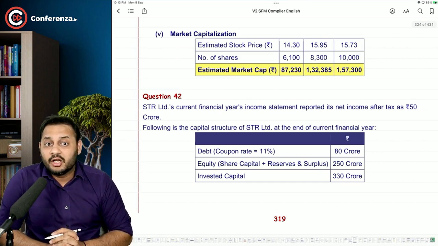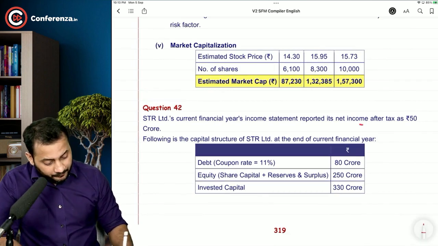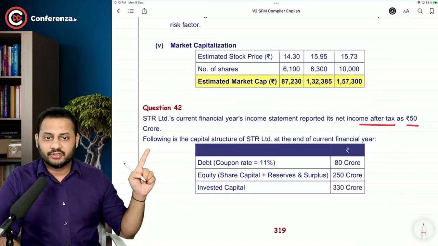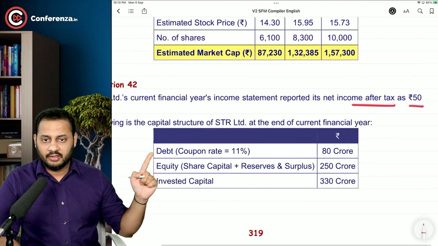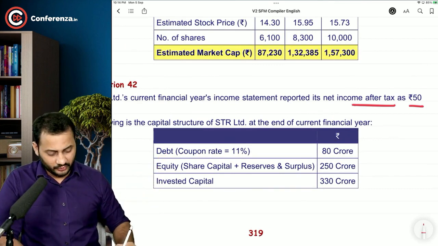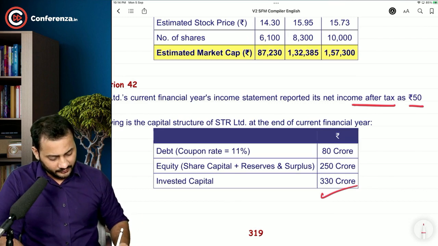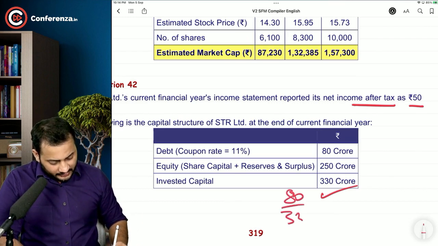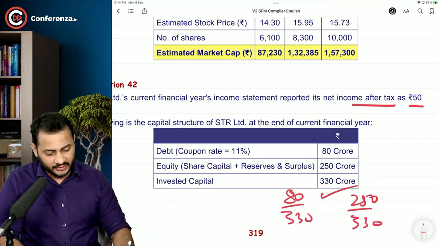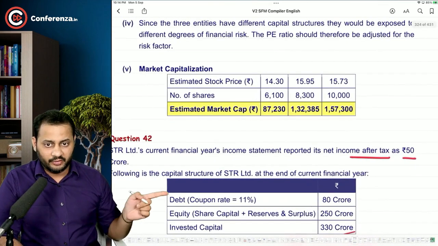reported its net income after tax of 50 crore. Following is the capital structure of STR. Debt at 11%, 80 crore. Equity share capital, reserves and surplus 250, and the total is 330. Quite simple. Debt is 80 by 330 and equity is 250 by 330. This will be the weight of equity and debt. Cost of debt before tax is 11%.